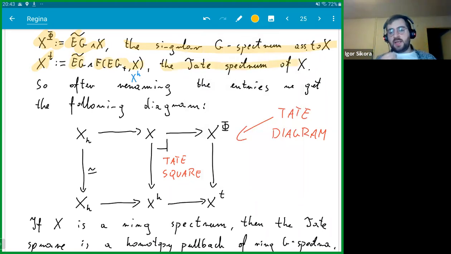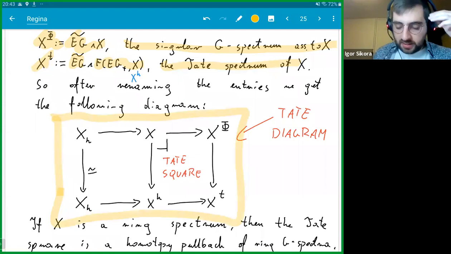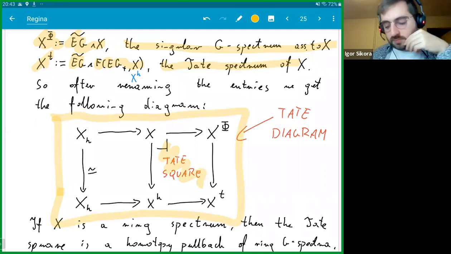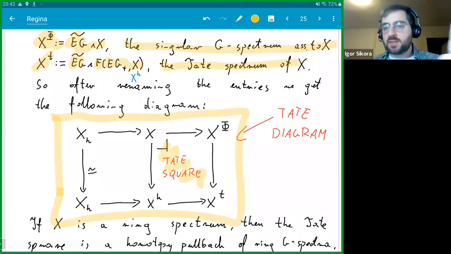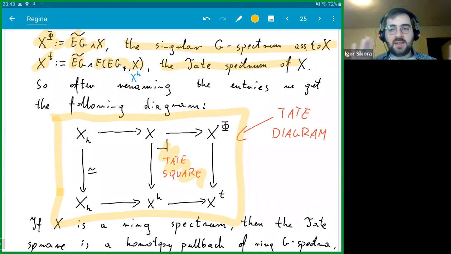So after renaming the entries, we get this diagram over here. And this one is called the Tate diagram. In particular, the right-hand side square in here is called the Tate square. Just a comment, which I'm not really fluent in: the Tate square is in the general framework of fracture squares. So if you know what a chromatic fracture square is, then these ideas are fairly similar.